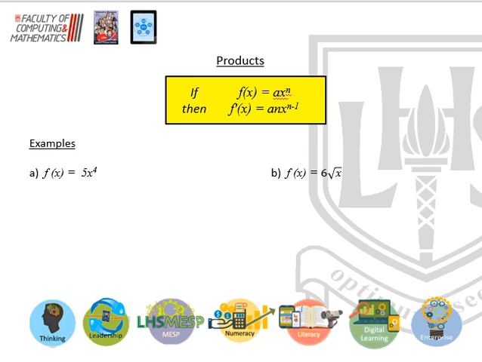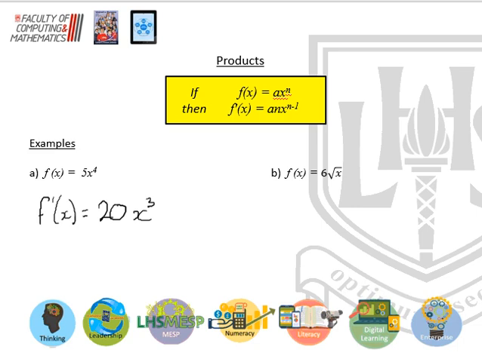Okay, if you have f of x equal to ax to the power n, if you're multiplying at the start, when you move the power down, it's just going to multiply by whatever number's there. Okay, so f of x equal to 5x to the power 4. That means f dash x, the 4 is going to come down and multiply by 5, so that'll be 20, and then x to the power 3.